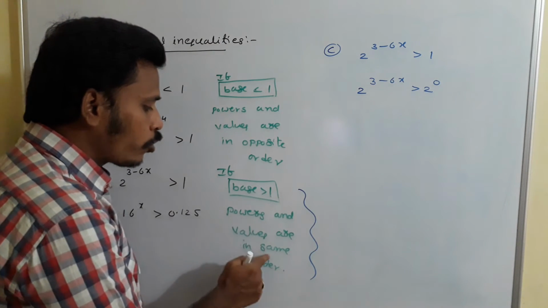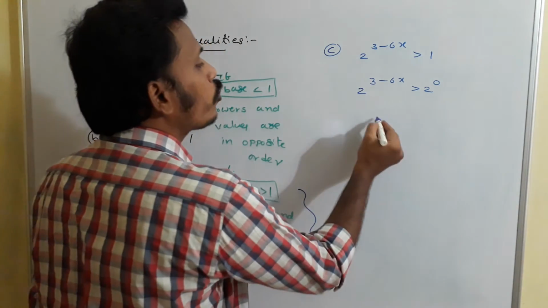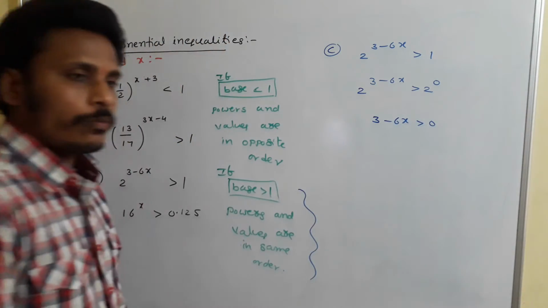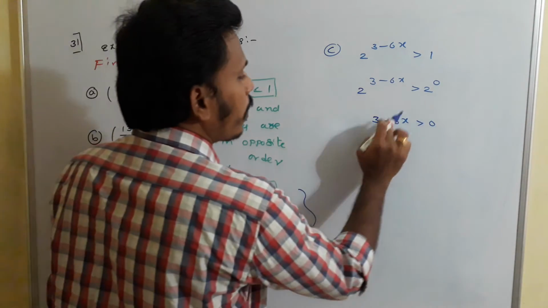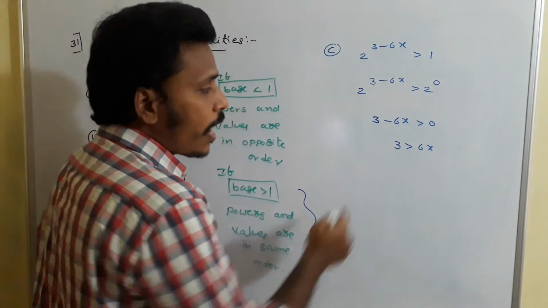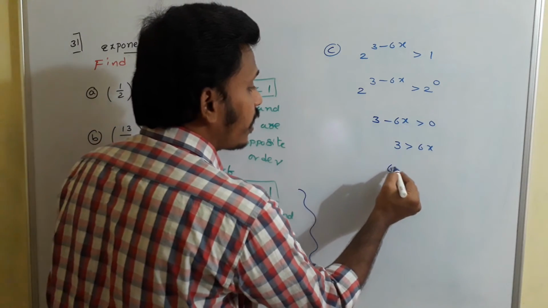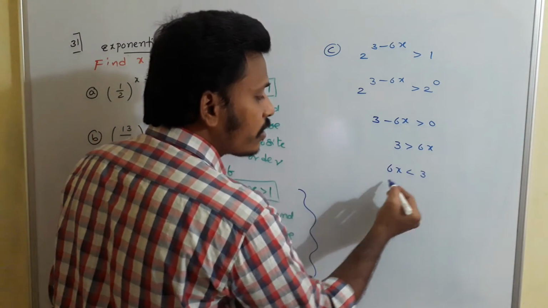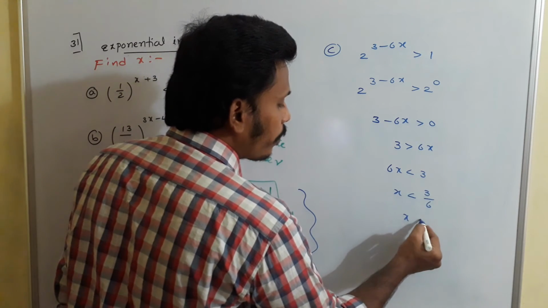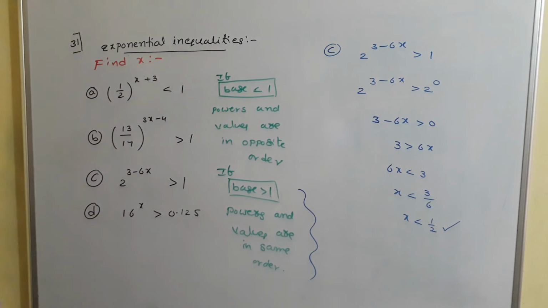Here powers and values are of the same order. So that means here the greater than symbol is there, and we need to use again the same greater than symbol. So 3 minus 6x is greater than 0. Initially send this minus 6x to that side. So 3 is greater than 6x, which means 6x is less than 3. That's it. Since 6x is less than 3, x is less than 3 by 6. That means x is less than 1 by 2, and that's our answer at the end.